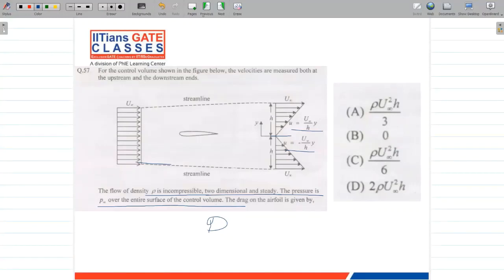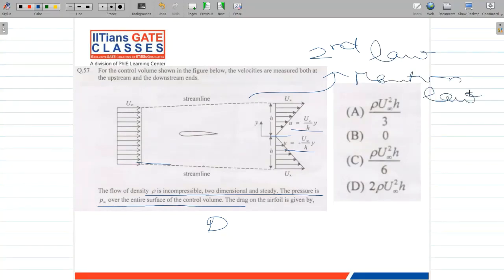So here you are trying to find out a force, right? The only law in which we use forces is nothing but Newton's second law, or the momentum conservation law. So you would definitely need to use your momentum conservation law for this.